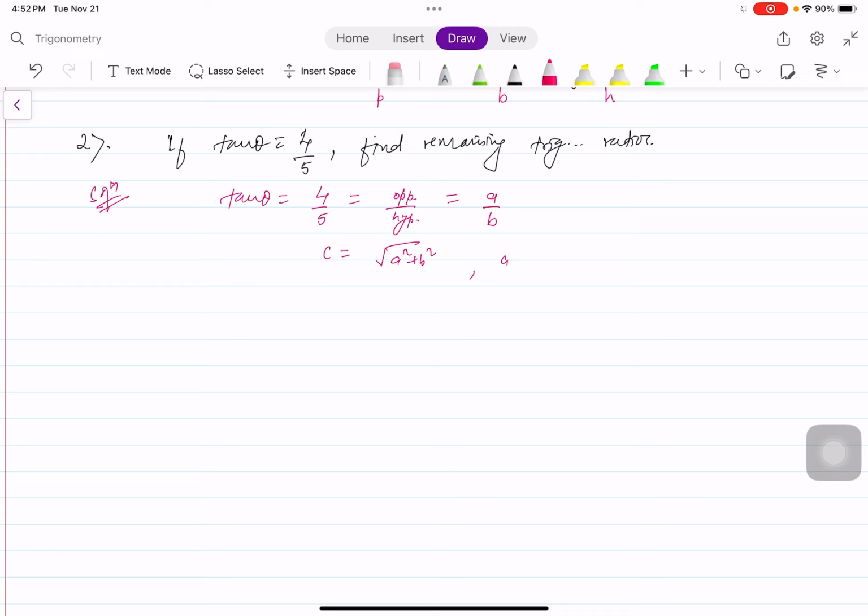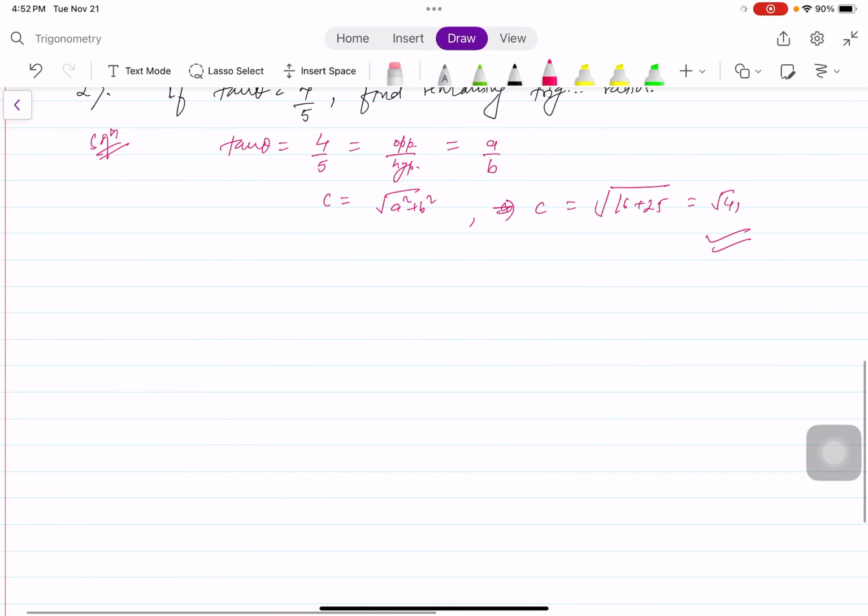This will give you C equals, if you plug the values, a square plus b square, 16 plus 25, which is square root 41. So now it's just the repetition of the previous problem. So this is how this problem is solved. Next we're going to solve another problem.